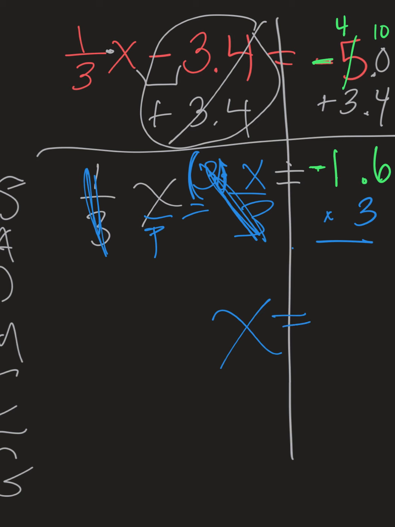3 times 6 gives me 18. 3 times 1 is 3, plus 1 is 4. It's a negative because it's a negative times a positive. I have 1 decimal place, so I'll move it over 1 time there. -4 and 8/10 gives you your final example answer.